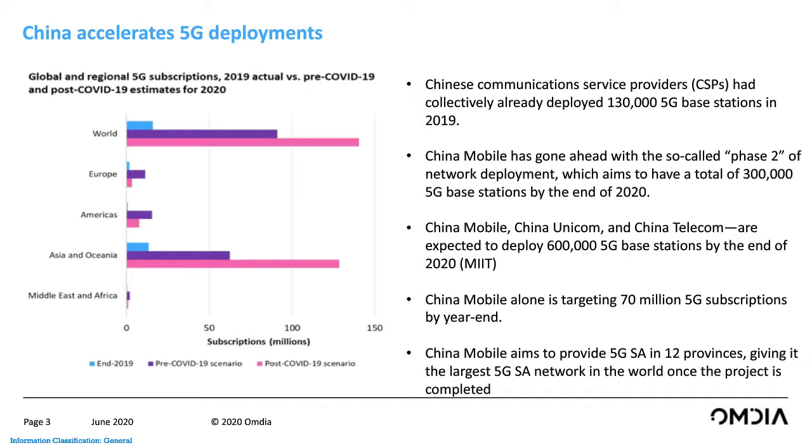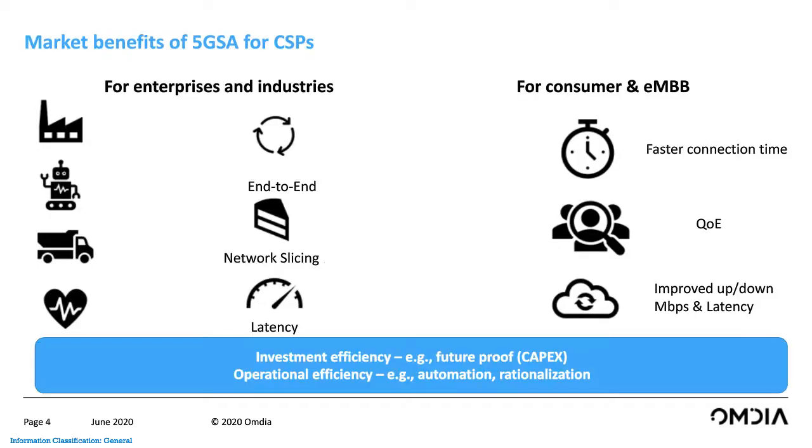Hence, our attention turning to China and trying to learn how Chinese operators are transitioning from NSA to SA, but also what they are going to do with it. And just on that topic, just as a reminder for all of us, what are the benefits of 5G SA for service providers? We often talk about enterprise and industry benefits, and that includes the ability of offering an end-to-end solution for various areas, including manufacturing, robotics, transportation, healthcare, and you can name many other verticals, most of which are going to benefit from SA.